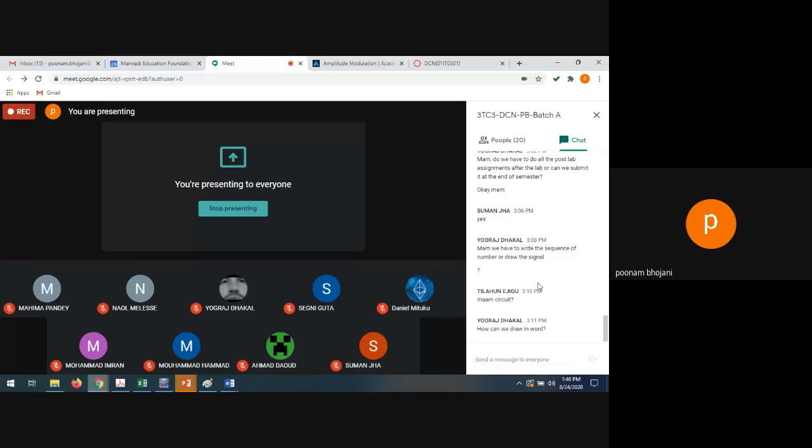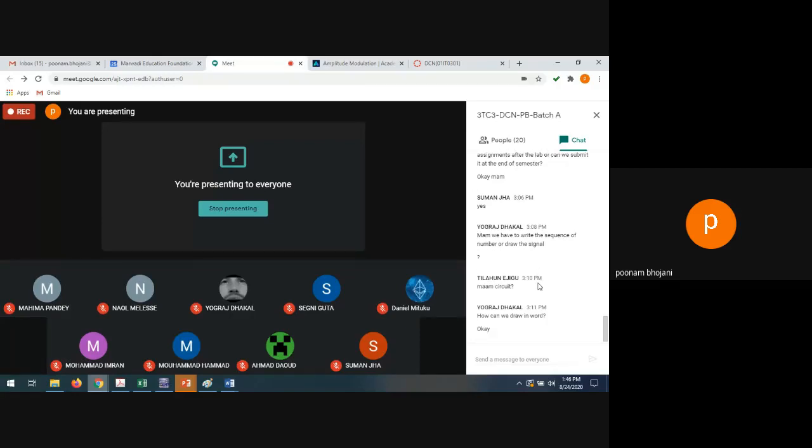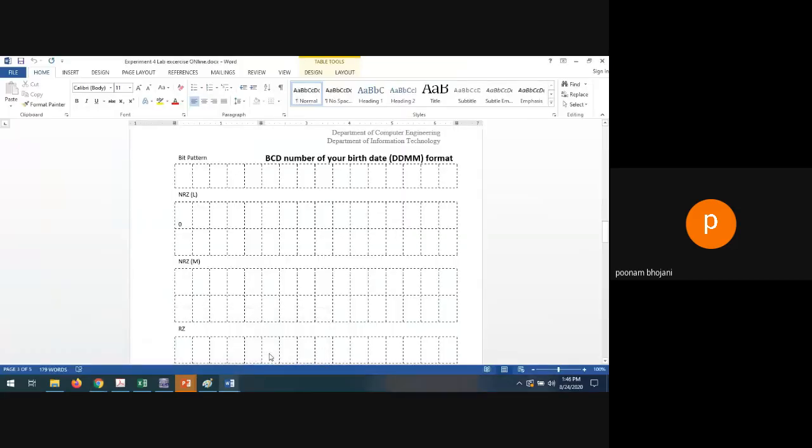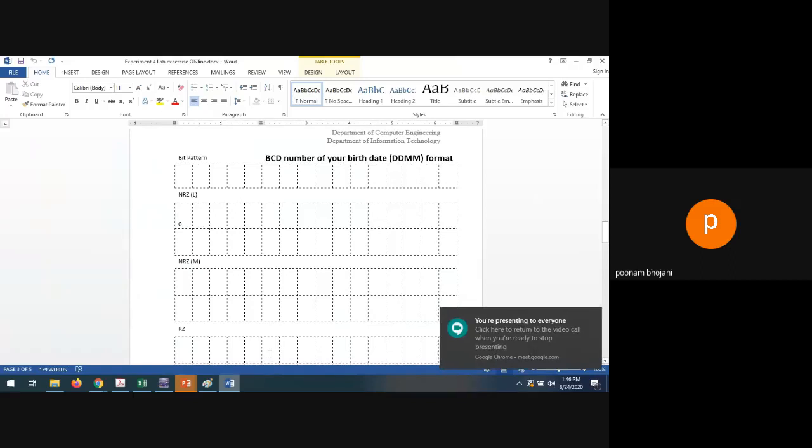Okay. So see, you need not draw in a Word. You can draw in a page also. You can draw by using Paint also. Anything you want, you do, right? So you can draw in a page and take a snapshot. We have just given a format of the type of document you have to submit. So if there are three sequences, you can draw in three different pages and take a snapshot and upload.